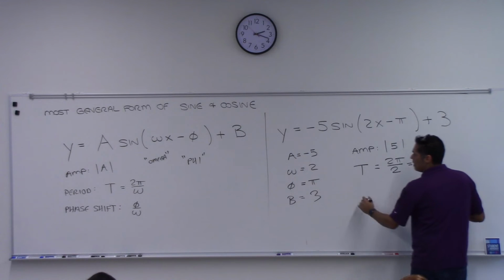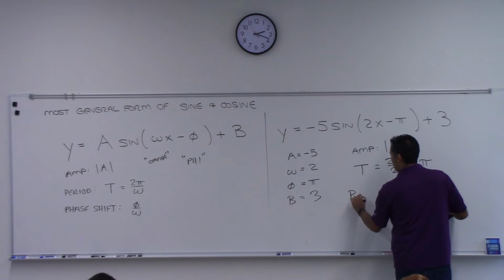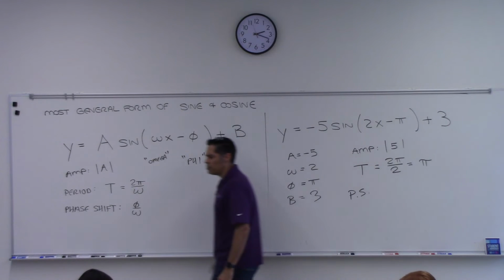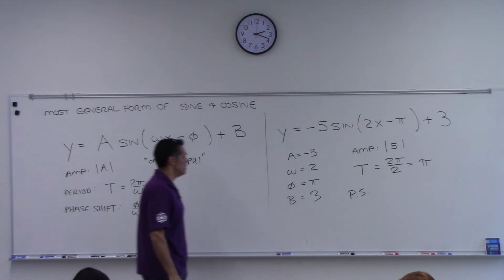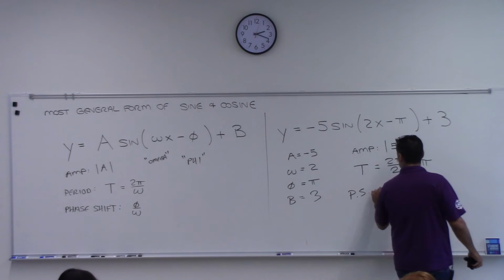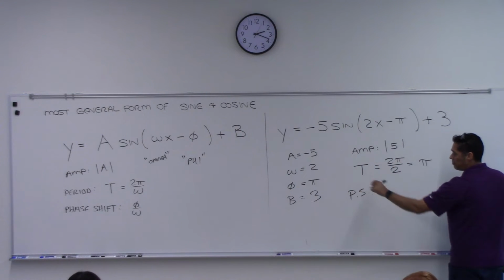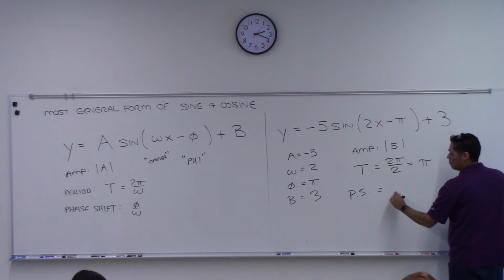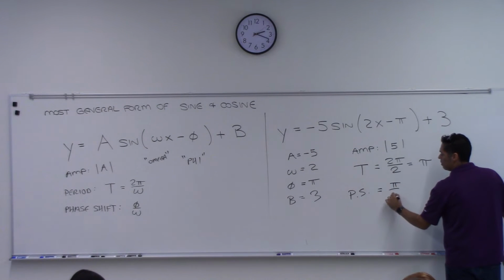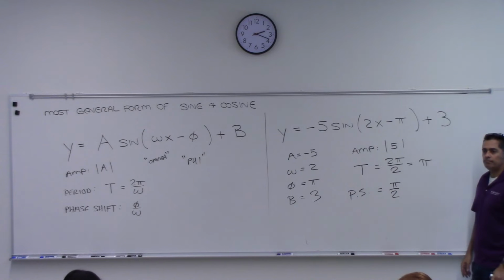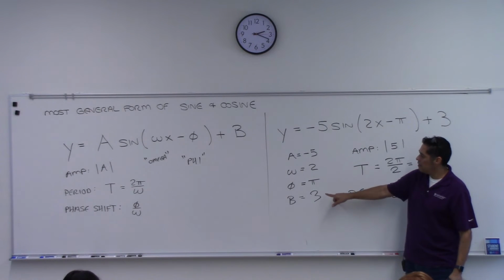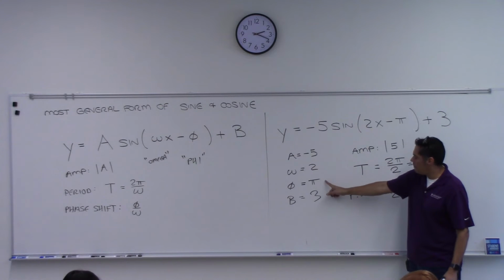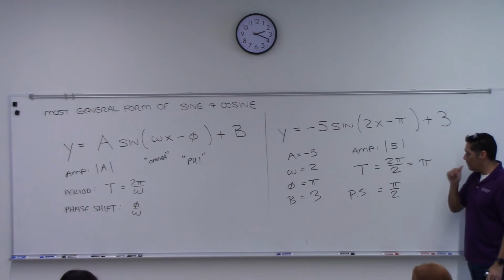Now, what is the phase shift? I'm just going to put PS. We don't have a letter for phase shift, so I'm just going to put PS for phase shift. What would that be? According to the formula, it would be what? Pi over 2. It would be phi divided by the omega. So pi divided by 2.